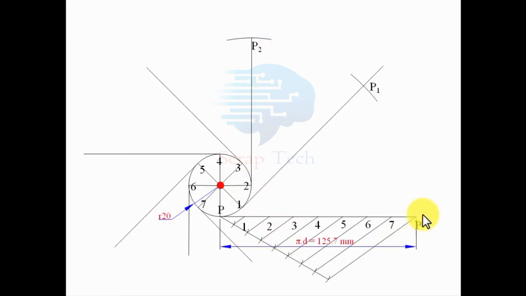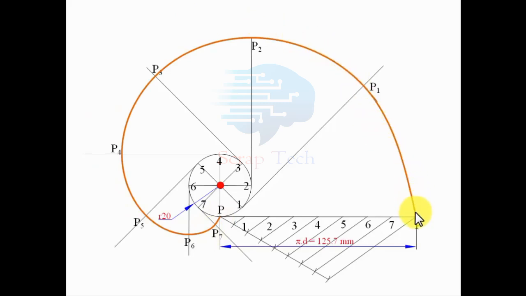Now from 3 to P, 3 as center, cut an arc, P3. Now from 4 to P, 4 as the center, cut an arc, P4. 5 to P, 5 as the center, cut an arc, P5. 6 to P, 6 as the center, cut an arc, and this is going to be P6. Finally, 7 to P, 7 as the center, cut an arc, this is P7, and finally it is going to end over here. And when you join all these points in proper sequence, you're going to have a curve which is popularly known as an involute.